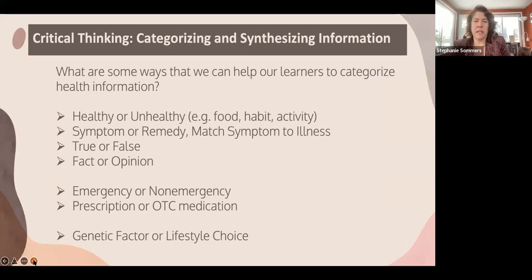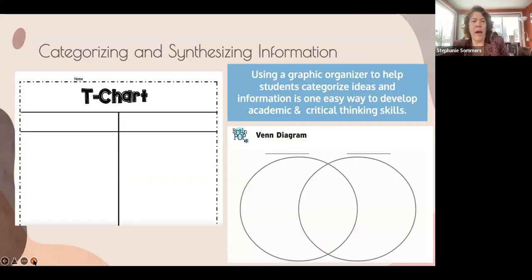So lots of ideas for categorizing here. And one tool for doing that might be using a T-chart, which is just this very simple chart with 2 columns. I don't even use the chart. I don't print out a chart. I just have my students divide a piece of paper the long way and draw a line down the middle. And one side could be true and one side could be false.